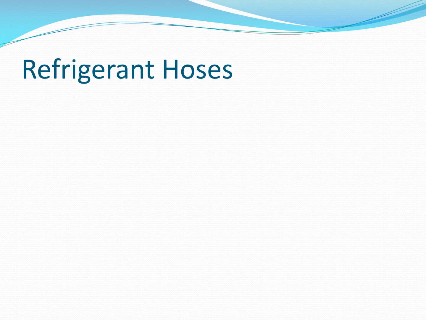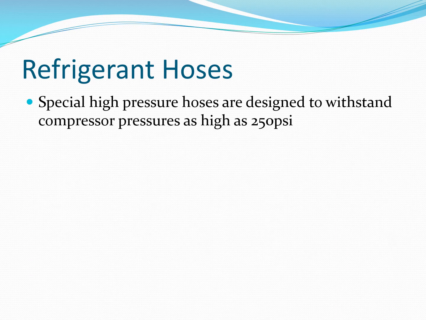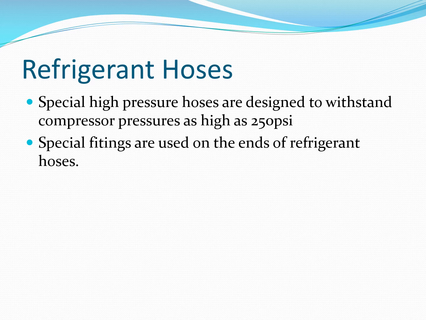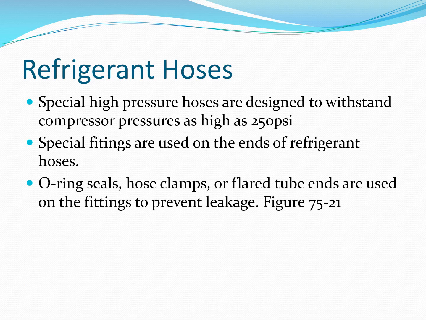On these systems, refrigerant hoses are high-pressure hoses designed to withstand compressor pressures as high as 250 pounds per square inch. Special fittings are used on refrigerant hoses, and I might add that these special fittings are also different from one style of refrigerant to another. O-rings, seals, hose clamps, and flared tube ends are used on the fittings to prevent leakage. You will very rarely see hose clamps anymore. That was something that we did use back in the 1960s, but starting in the 70s we went away from that. Pressures have gotten so high that hose clamps are not sufficient to hold the pressure in.